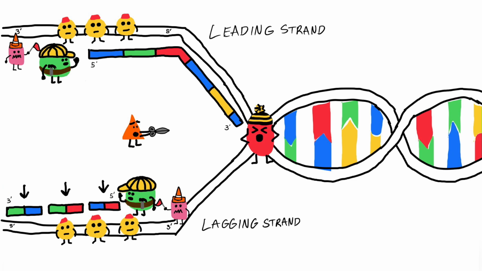These fragments that I previously mentioned on the lagging strand are known as Okazaki fragments. Okazaki fragments are DNA built in pieces because DNA polymerase only has the ability to build in one direction.